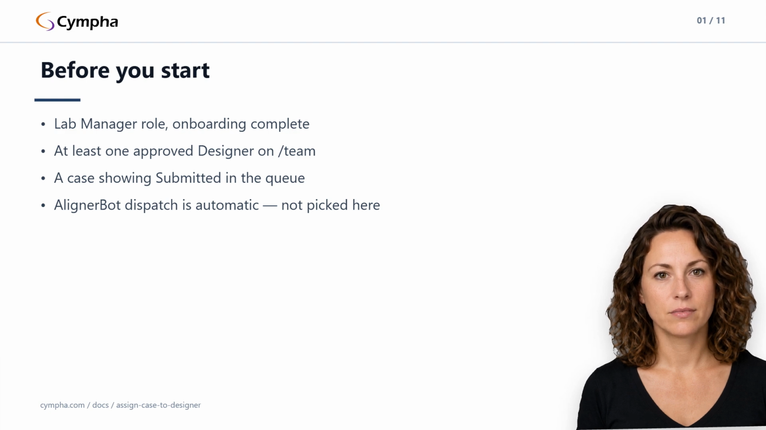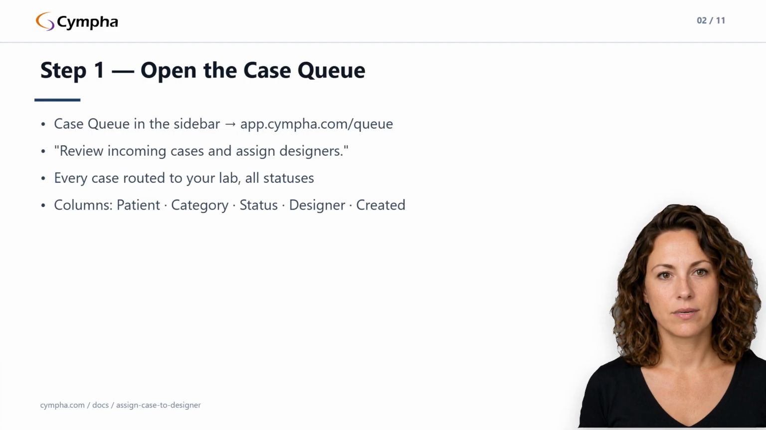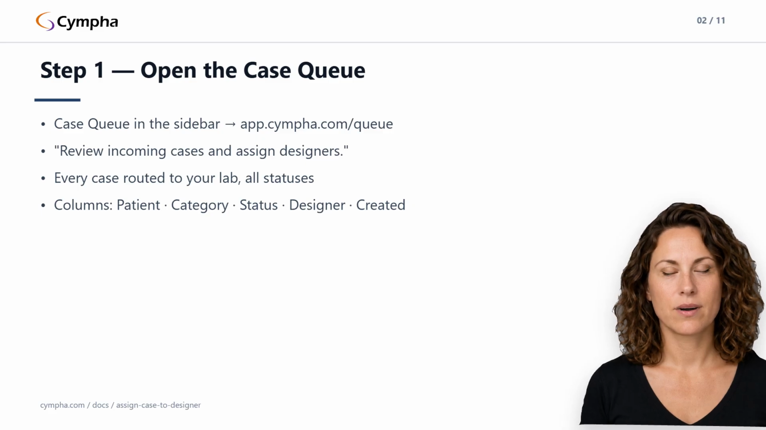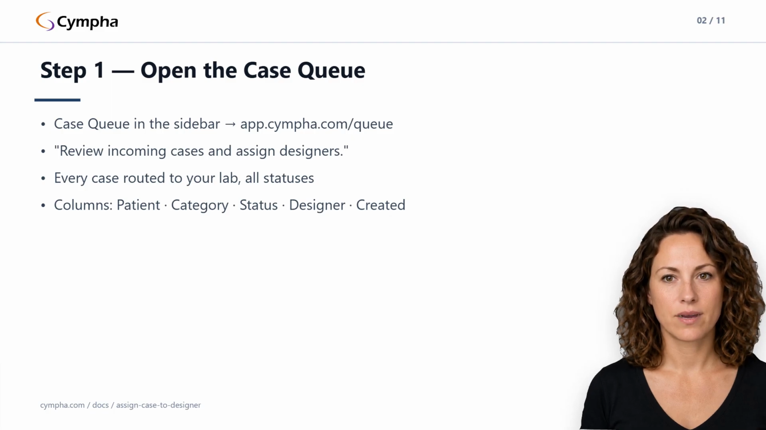Step 1. Click Case Queue in the sidebar, or go straight to the queue page at app.cympha.com. The header reads Case Queue, with the subtitle, Review Incoming Cases and Assign Designers, which is exactly the job description. The table below lists every case routed to your lab, regardless of status, submitted, designing, awaiting approval, all of it in one place. The columns are patient, category, status, designer, and created, plus per row action buttons on the right.